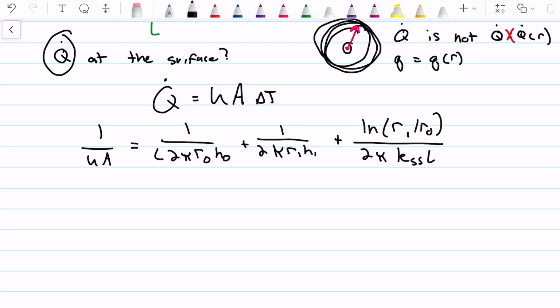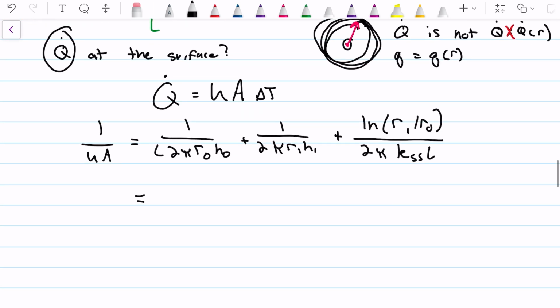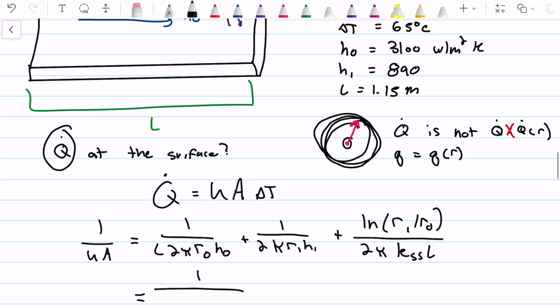Okay. If we solve these now, do I really want to plug all this in? Yeah, sure, might as well. Yeah. All right.